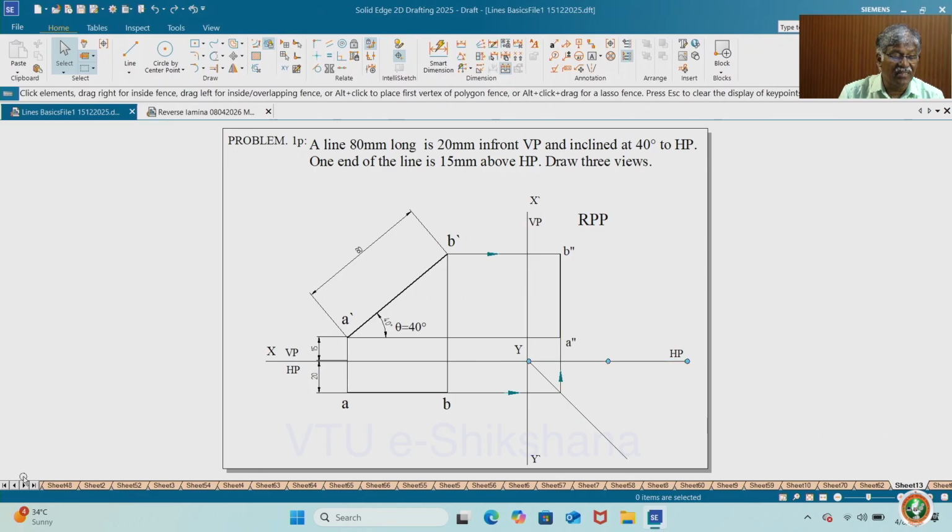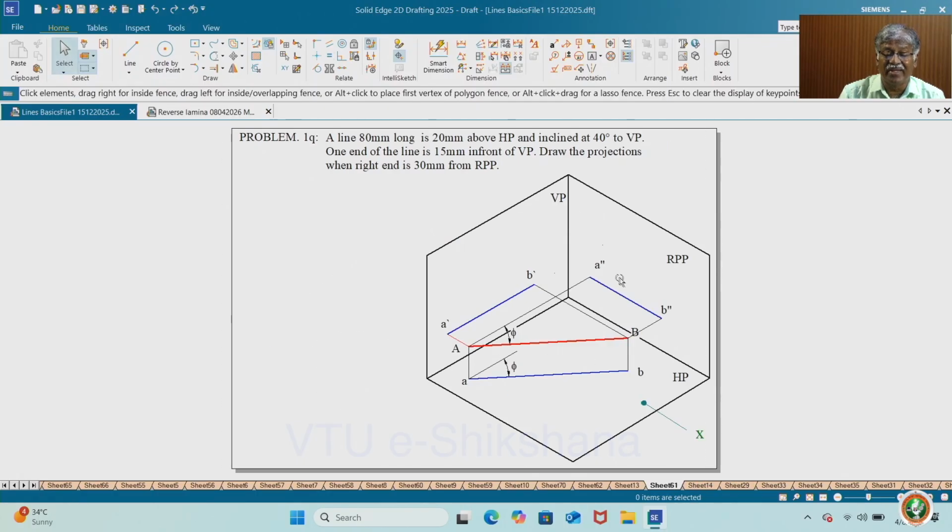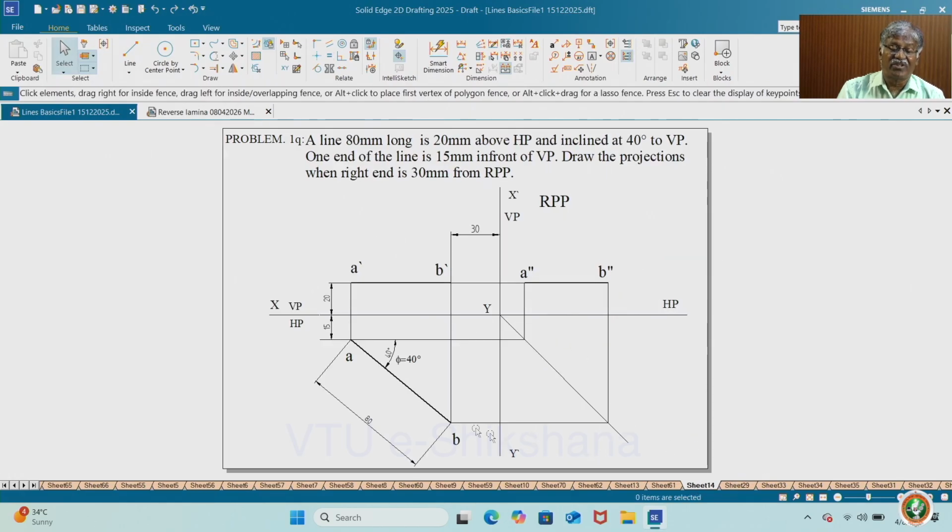So next comes the inclination to VP. Again the corresponding side view. A double dash B double dash is the side view on RPP. Okay, this is the front view, this is the top view, this is the actual line. The line is inclined at 40 degrees to VP and parallel to HP. So the corresponding projection is this. The line is inclined to VP by 40 degrees and it is 20 mm above HP, the entire length is 20 mm above HP, and the corresponding side view is this. One end of the line is 30 mm from RPP. Yes, it is fixed here.